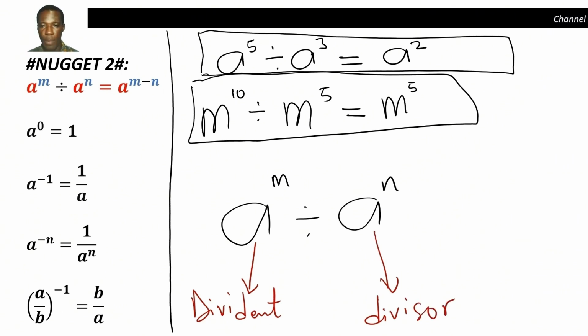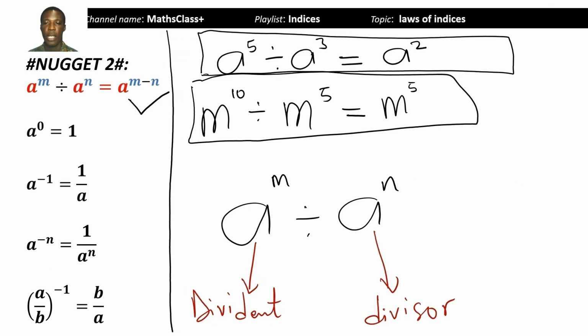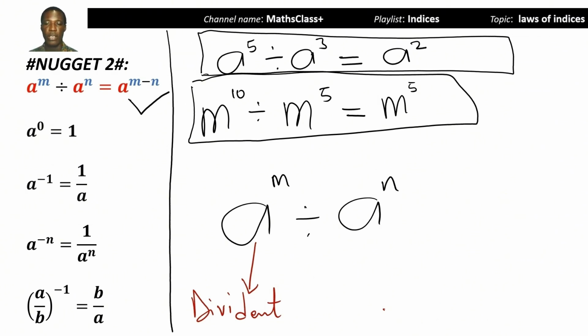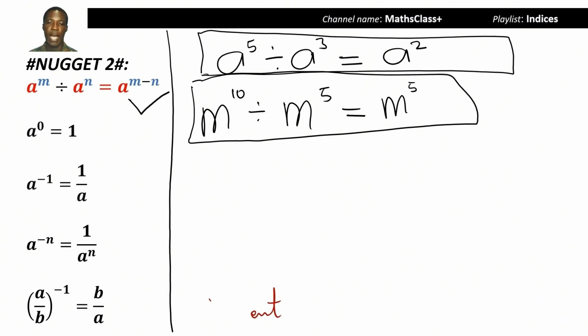So what happens is that we take the base and then we subtract the exponent of the divisor from the exponent of the dividend, like this. And that is our second nugget, our second law of indices. Once again, let's remember that the law applies to numbers of the same base only.